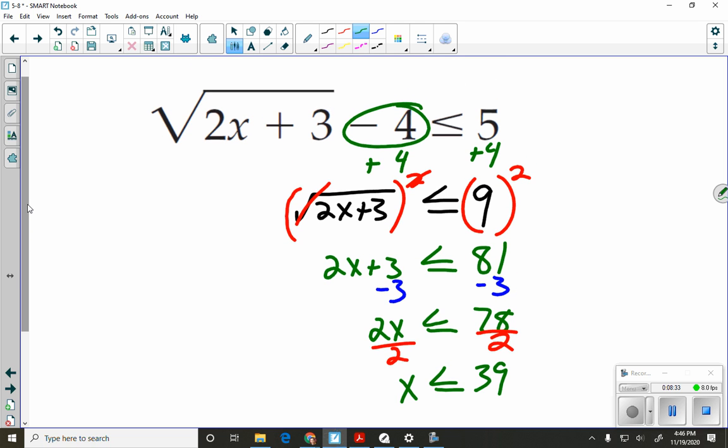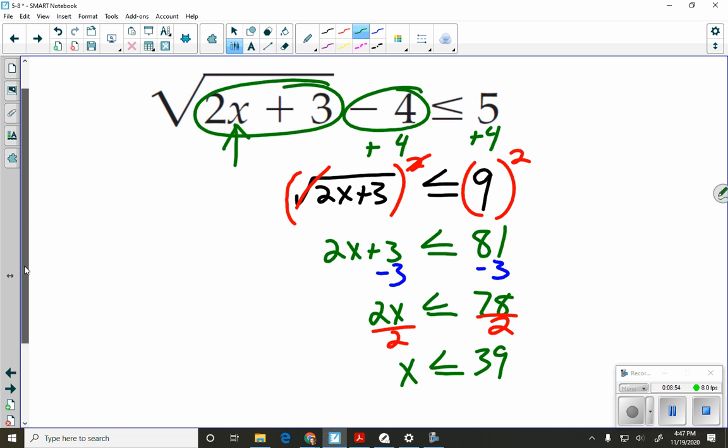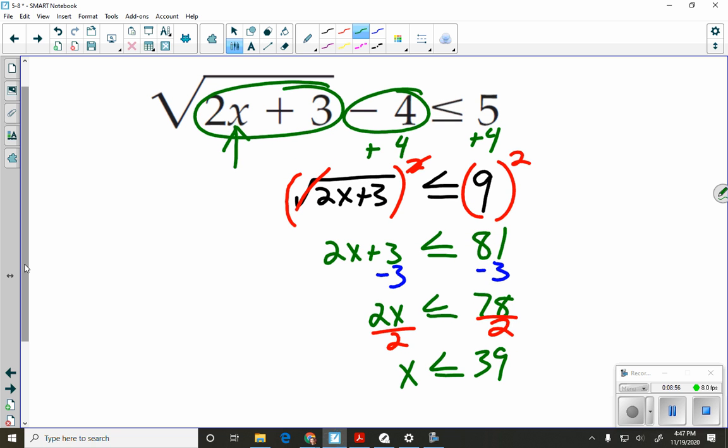Next, notice how x is smaller than 39? That looks like that could go down into the negatives. What if this whole thing was negative? Could I take the square root of a negative? No. So there's got to be a point where values for x will stop working as I go smaller. So I got to do this again, because this square root of 2x plus 3 has to itself be greater than or equal to 0.